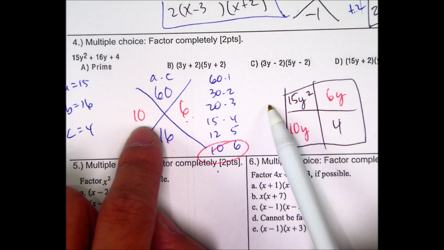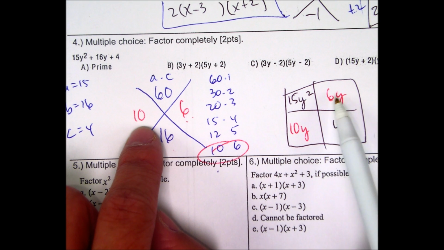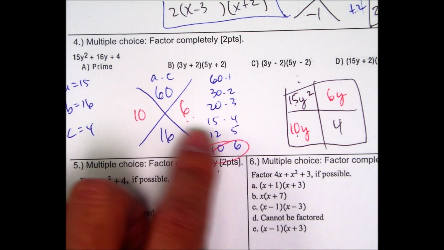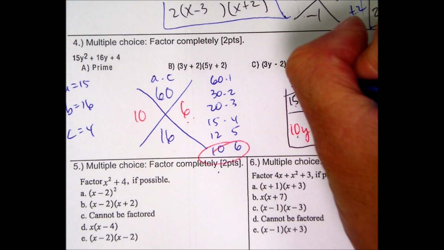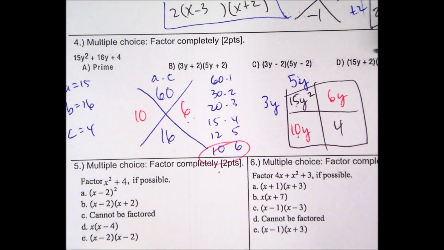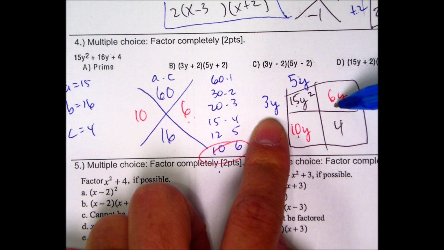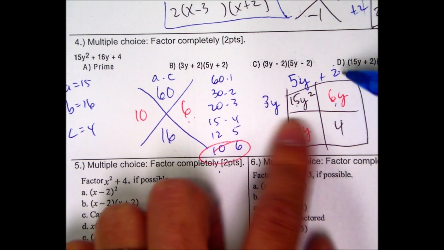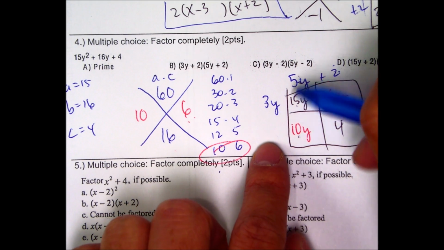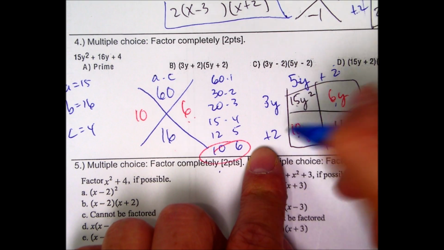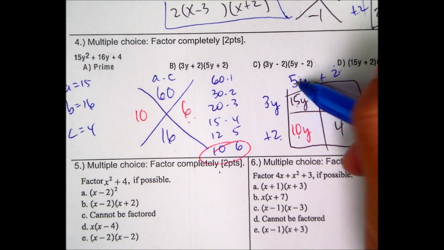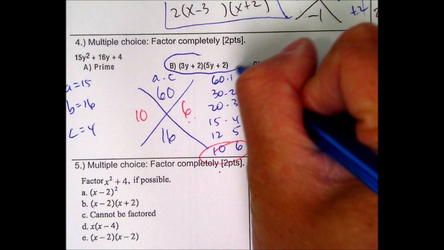Well, I can't put a 5 here because 5 goes into 15, but 5 does not go into 6 evenly. There's a remainder. If I put the 5 up here, 5 goes into 15 and 5 goes into 10, so I'm going to put the 5 up there. And this will be the 3. 3y times something will equal 6y. Well, that's a 2. 2 times 3 equals 6y. 5 times something equals 10y, that'll be a 2. And 2 times 2 is 4. So 3y plus 2 and 5y plus 2 gives you B as your answer as well.